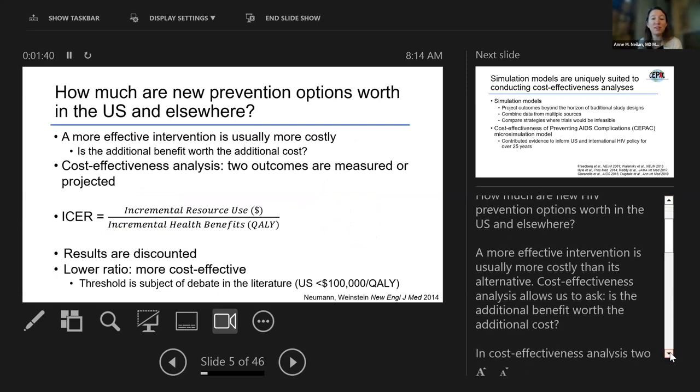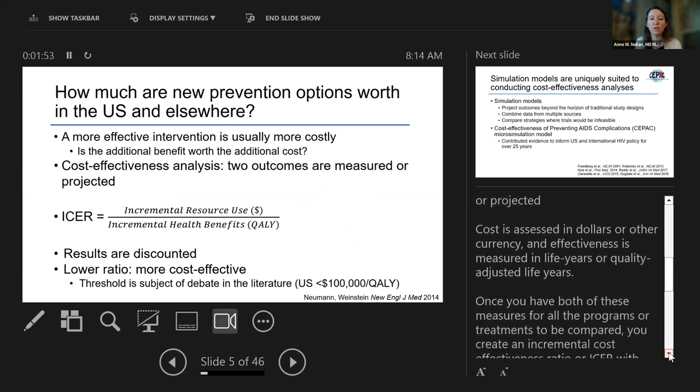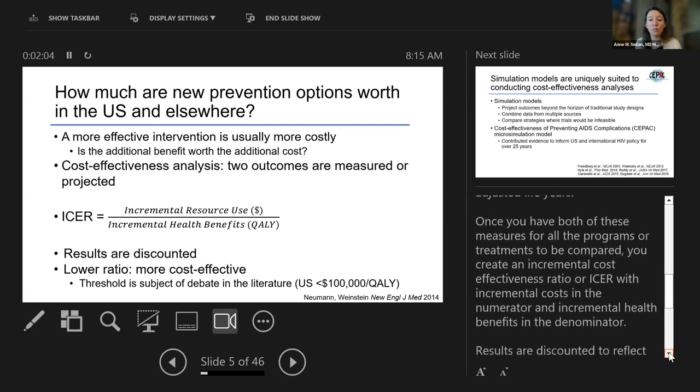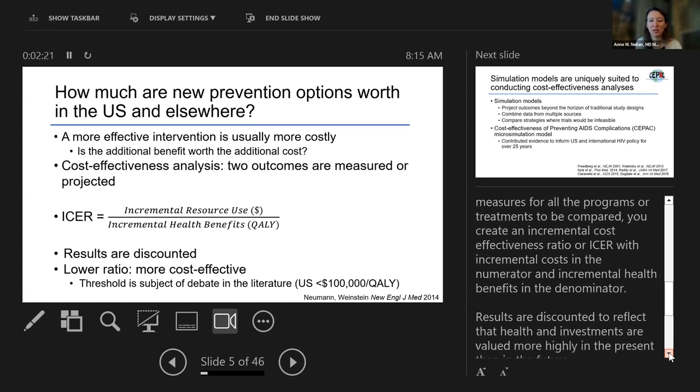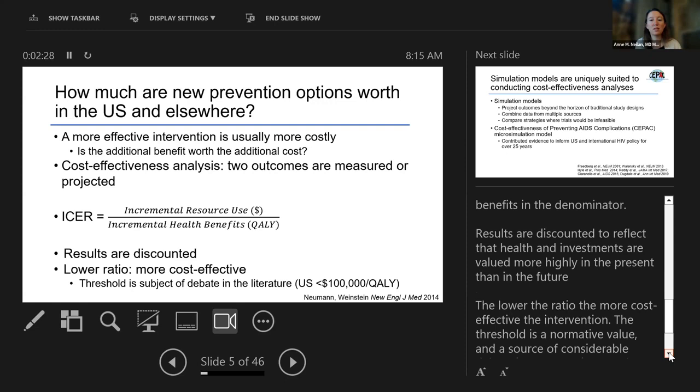So as new PrEP modalities emerge with distinct efficacies and prices, a key question we've been considering in our research is, how much are new prevention options worth in the US and elsewhere? And a more effective intervention is usually more costly than its alternative. And cost effectiveness analysis allows us to ask, is that additional benefit worth the additional cost? So in cost effectiveness analysis, 2 different outcomes are measured or projected. Cost is assessed in dollars or other currency, and effectiveness is measured in life years or quality adjusted life years. Once you have both of these measures for all the programs or the treatments you're going to compare, you create an incremental cost effectiveness ratio, or ICER, with incremental costs in the numerator and incremental health benefits in the denominator. There are other measures which combine these outcomes, but for the results I'll show you in this brief presentation, we'll focus on the ICER. Those results are discounted to reflect that health and investments are valued more highly in the present than in the future.